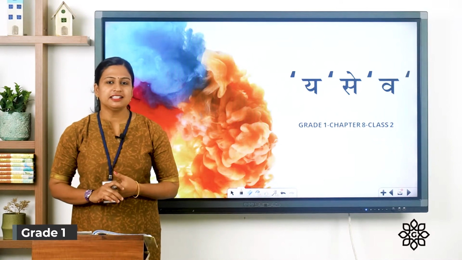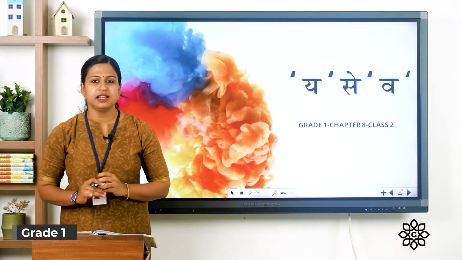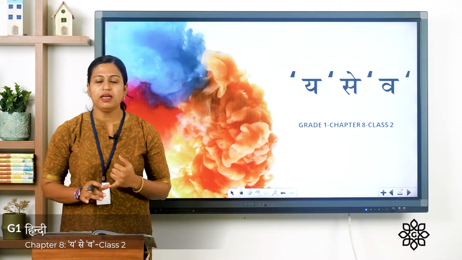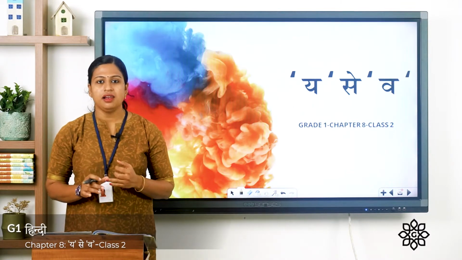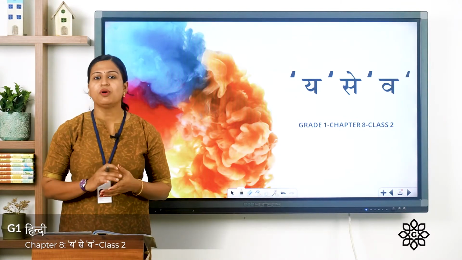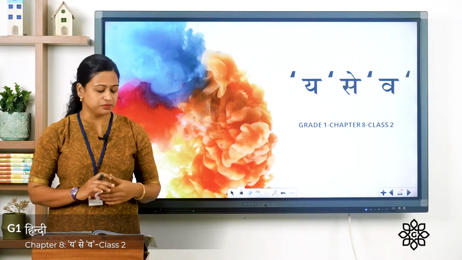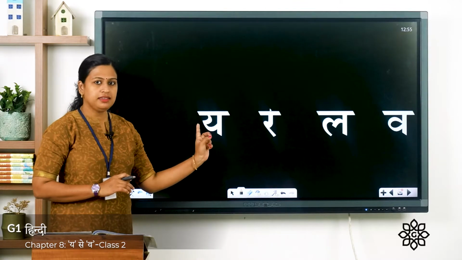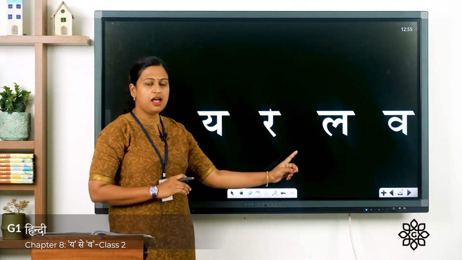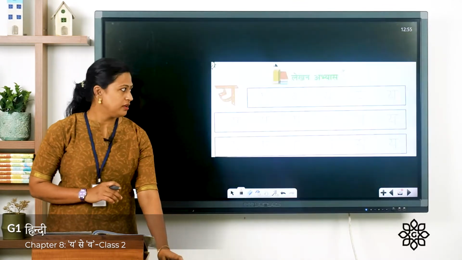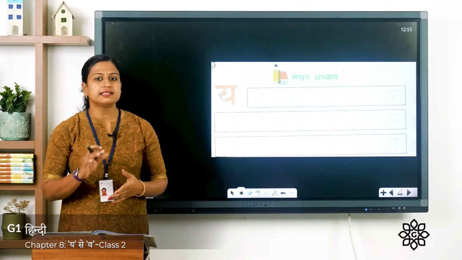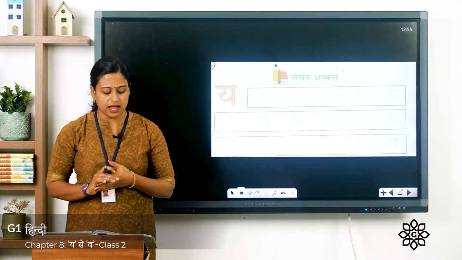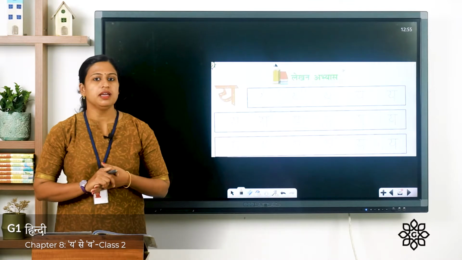So in the last class, we learned 4 Vyanjan letters and they were Ya, Ra, La, Va. I hope you all practiced it at your home. Now these are the Vyanjan letters Ya, Ra, La, Va. Now we are going to do the exercise of this chapter. We'll start from page number 46.